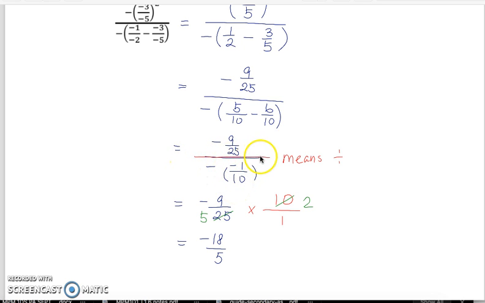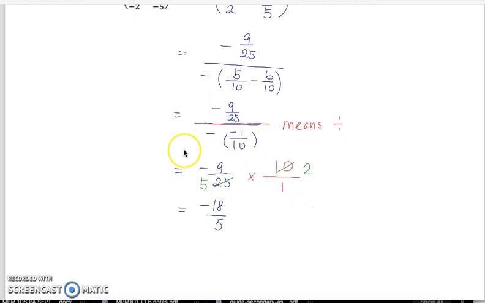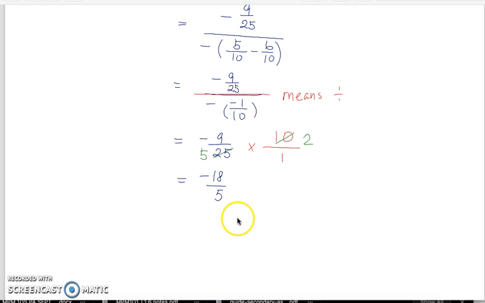The big long division line really means division. A fraction line means division, sorry. So we can rewrite this as negative 9 over 25 divided by 1 over 10. But you also know that dividing a fraction means multiplying by the reciprocal or the flip of that fraction. So we're really multiplying by 10 over 1. Reduce your fractions, and you get your answer, negative 18 over 5.